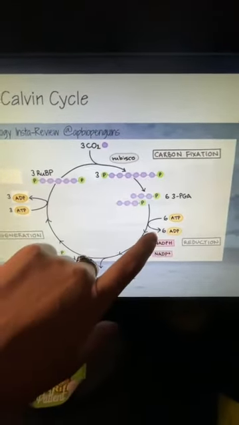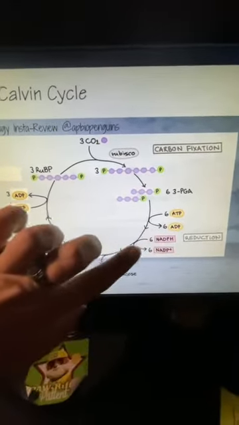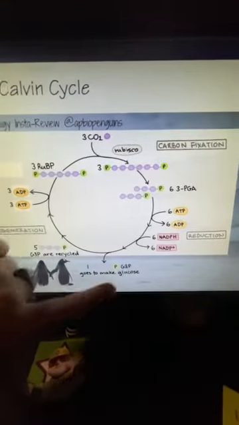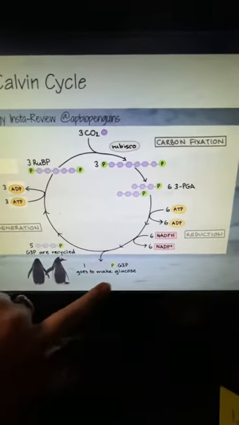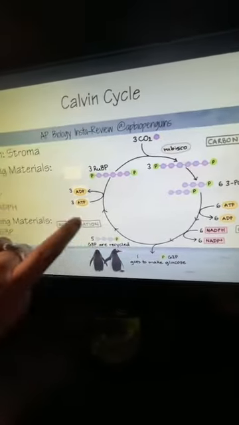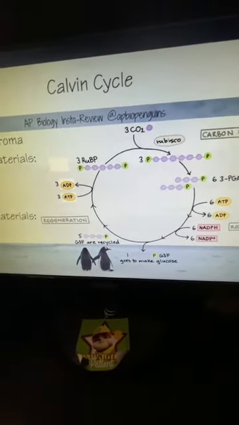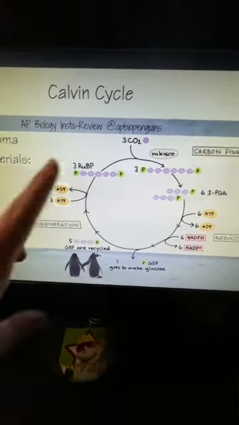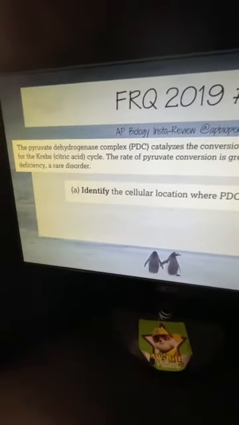this is called reduction. NADPH is going to donate that electron, as well as this ATP, in order to make that G3P. One comes out, and the other 5 will then go through the last step, which is rearrangement, to make the RuBP again to allow for another round of the cycle.